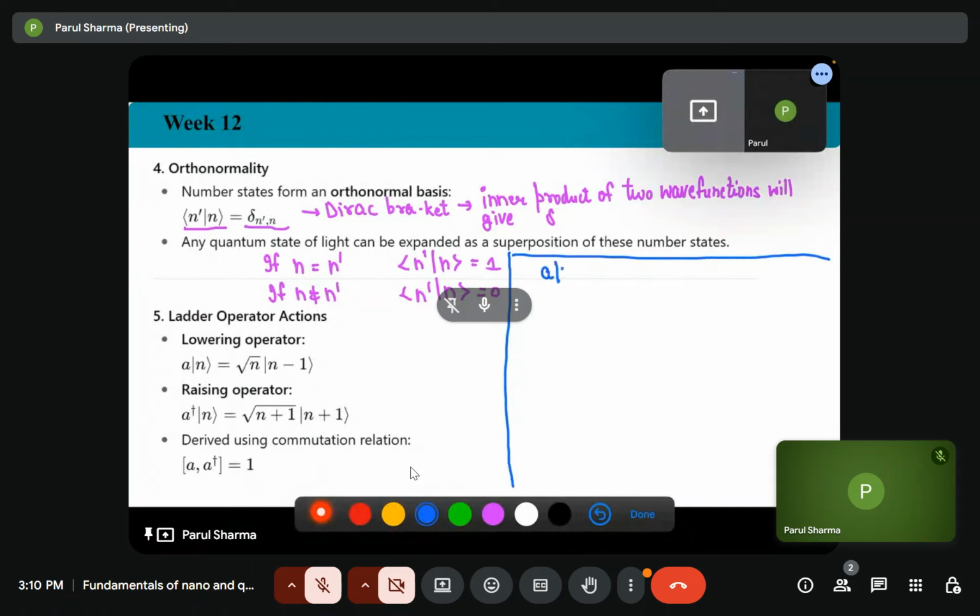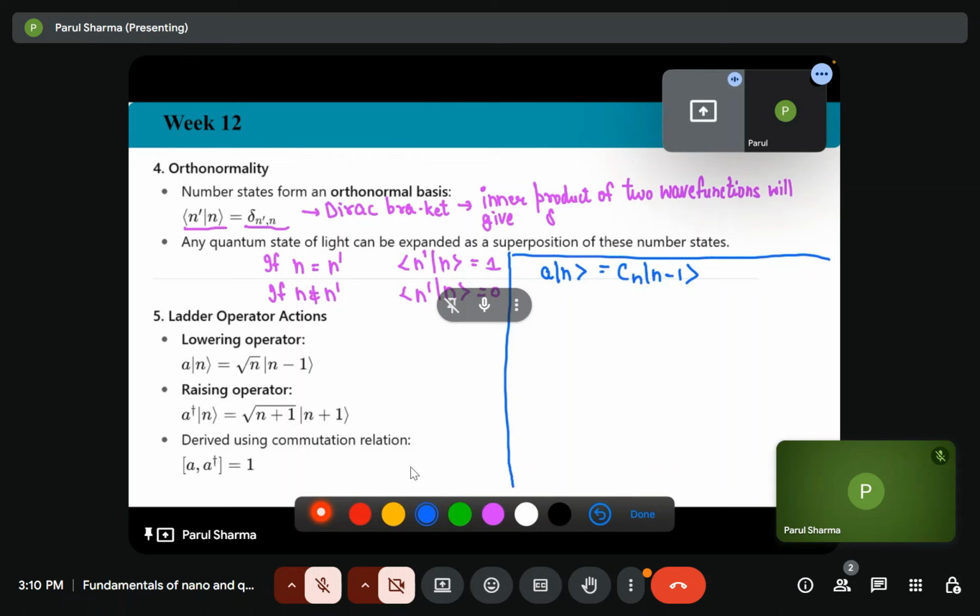So A acting on |n>, where A is the annihilation operator or lowering operator, is equal to Cn |n minus 1>. Since A is the annihilation or lowering operator, we will go one state below. And similarly, in case of A dagger, we will move up one state.